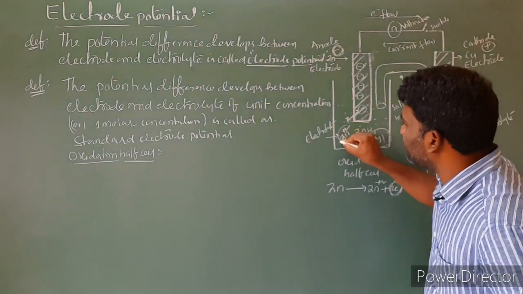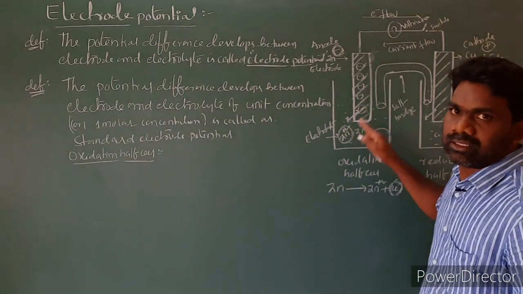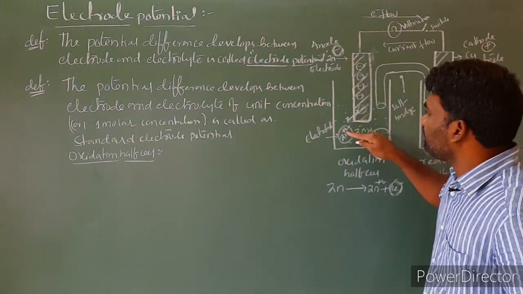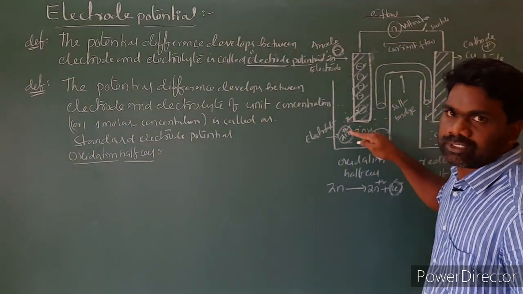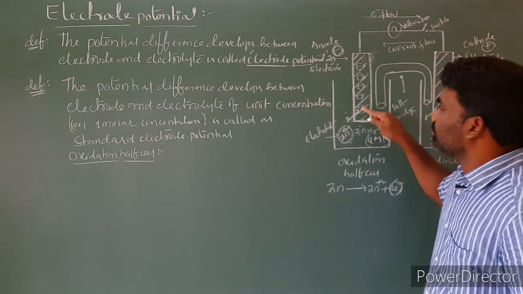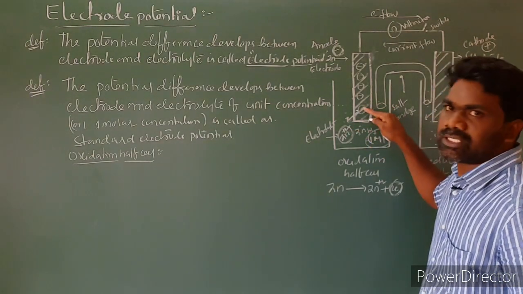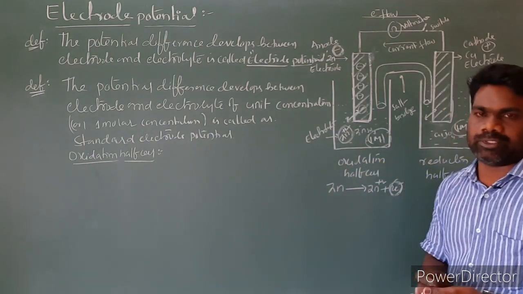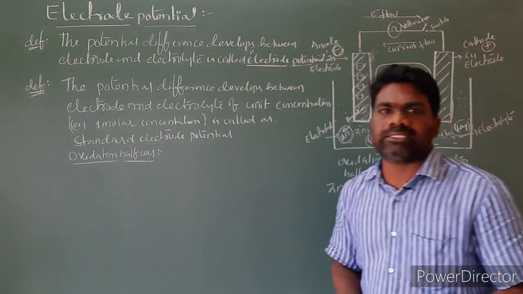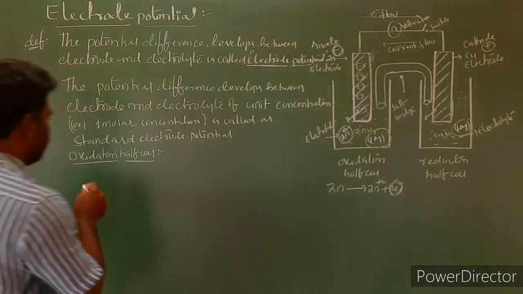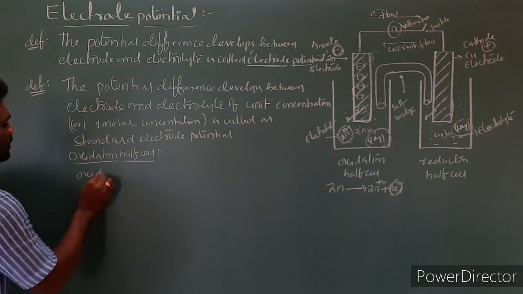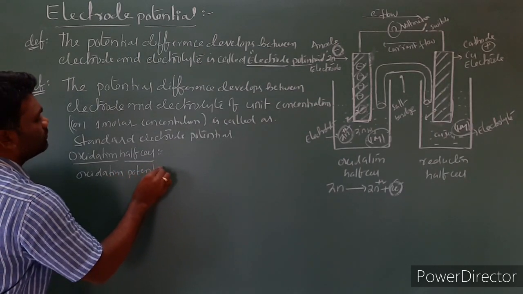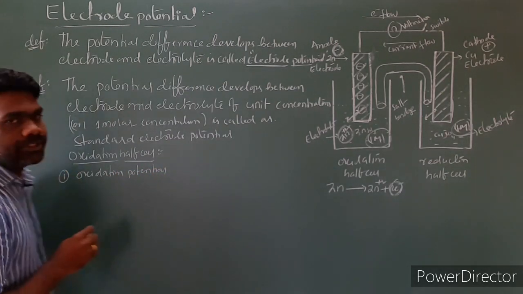Why is the solution positive? Because Zn enters the solution in the form of Zn plus 2. So the solution is positively charged and the zinc rod is negatively charged. Between this negatively charged electrode and this electrolyte, a potential difference is developed. That potential is called the oxidation potential.